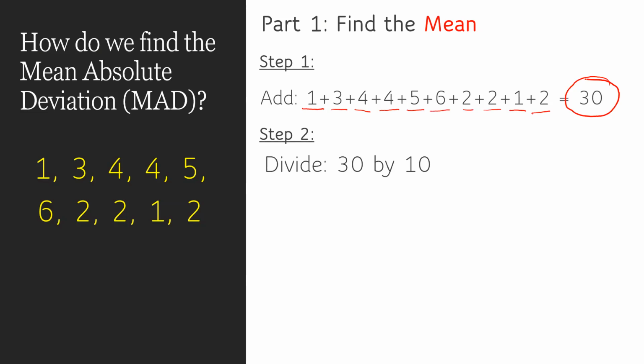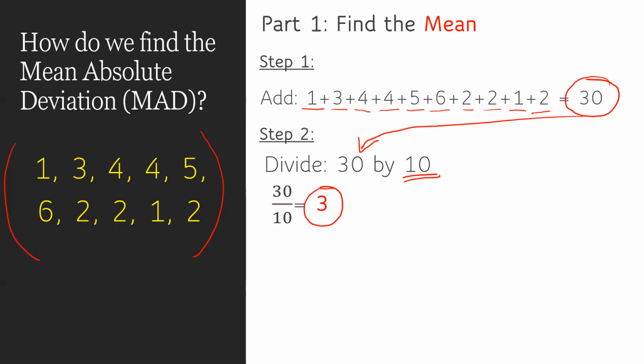10. So why am I taking this 30 and dividing it by 10? Because I have 10 numbers in my data set. And so when I divide 30 by 10, I have a mean of 3.